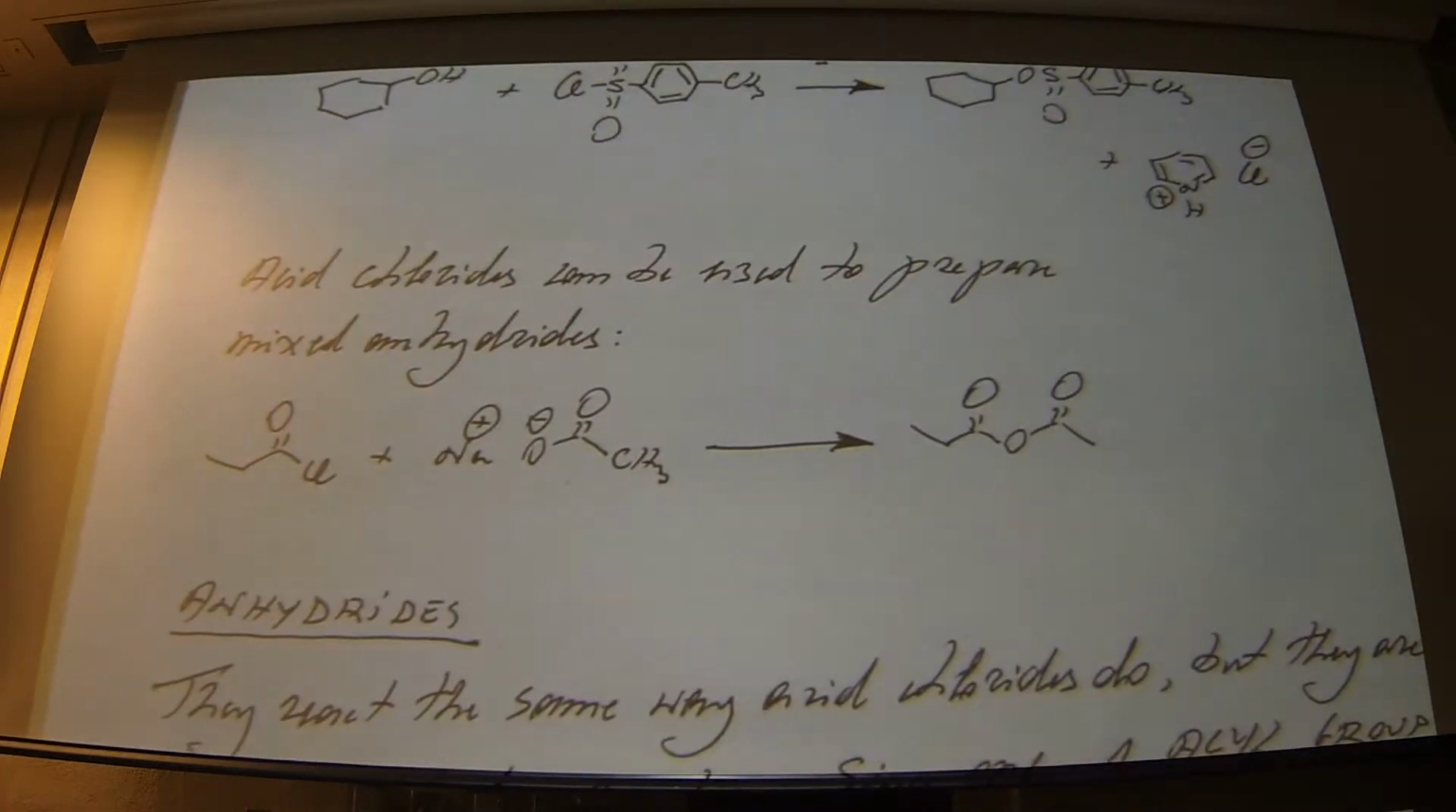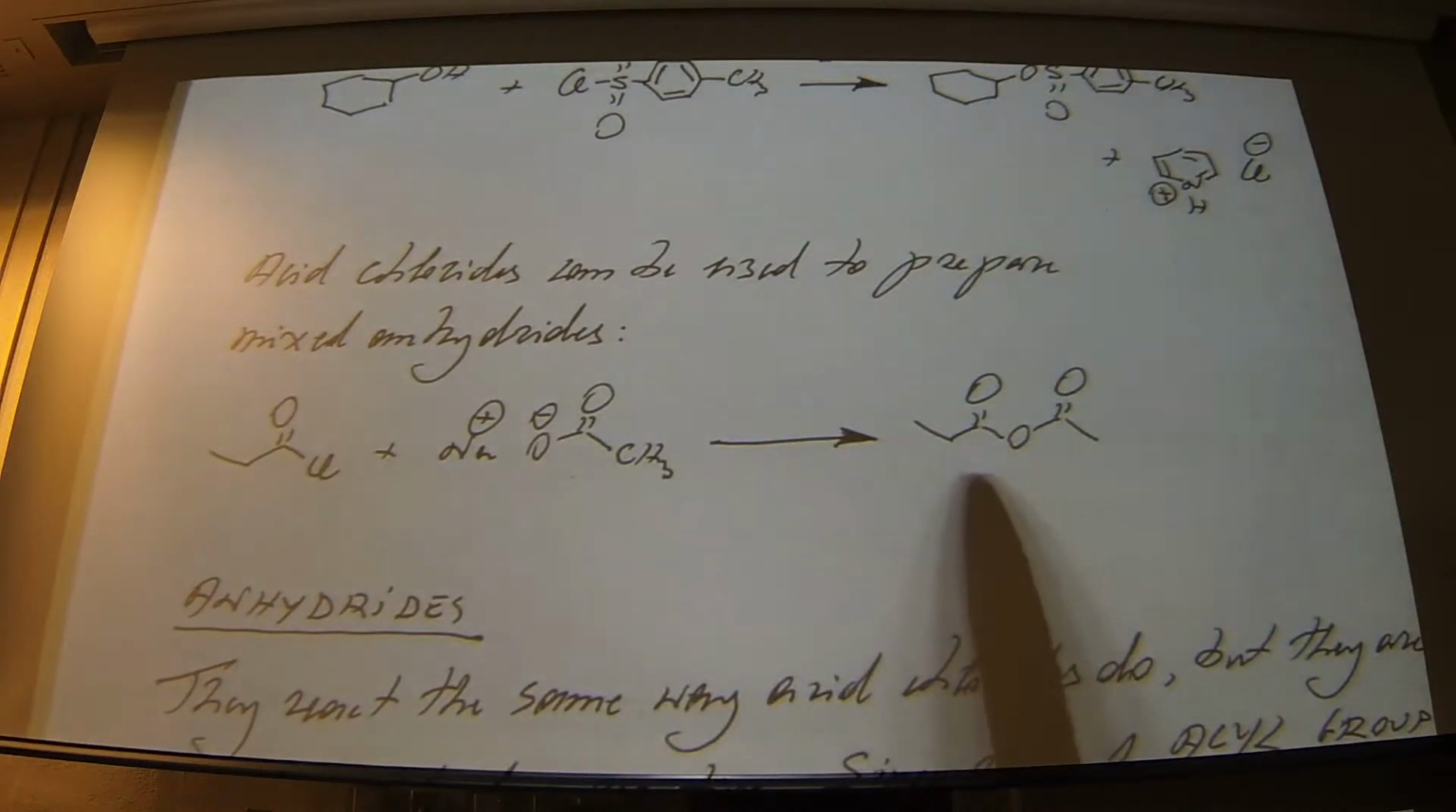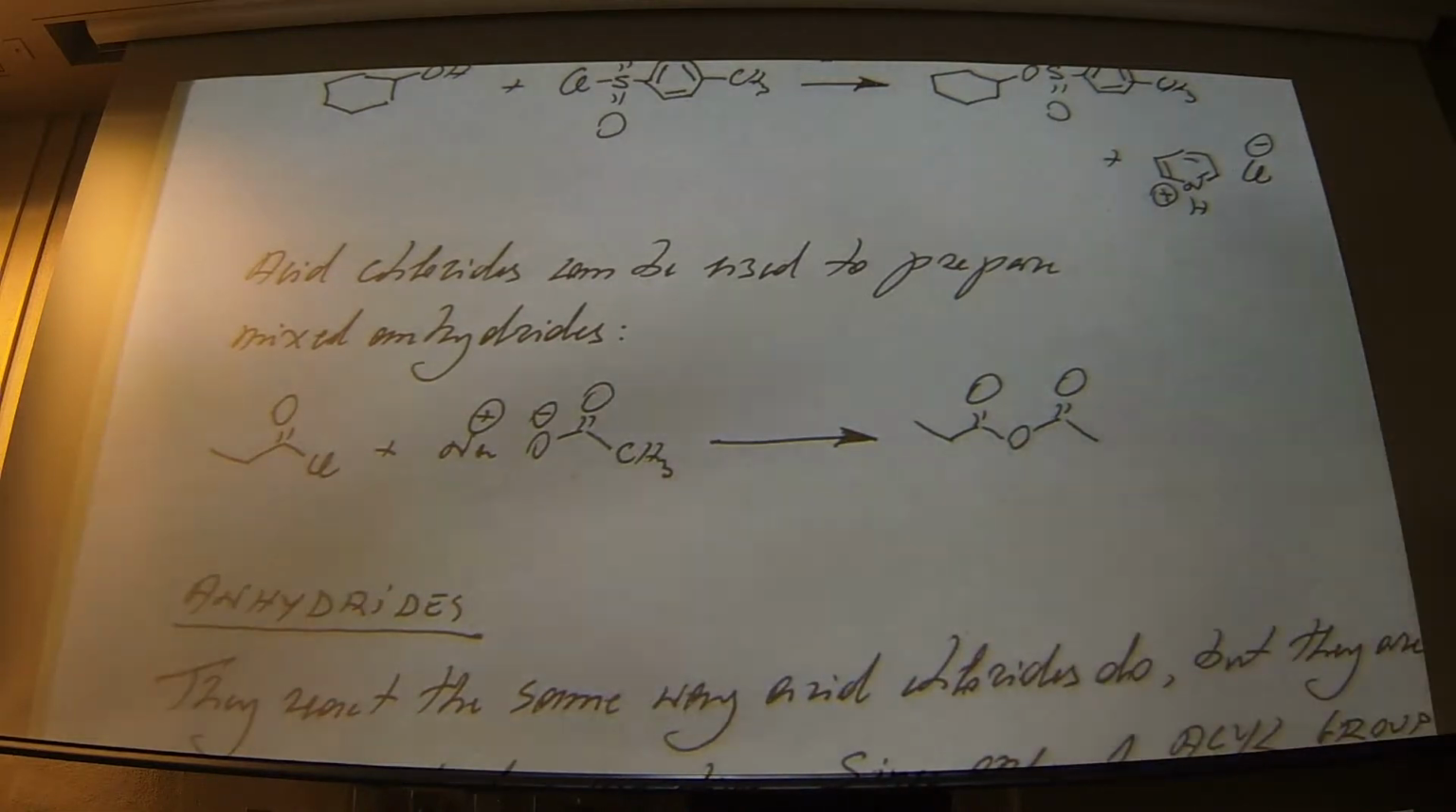Also, remember that acid chlorides are more reactive than anhydrides, which means that you can use an acid chloride to form an anhydride. And the way you do that is you take the sodium salt of a carboxylic acid, and you can use that to form mixed anhydrides if you want. So this is a way to avoid making every possible combination.